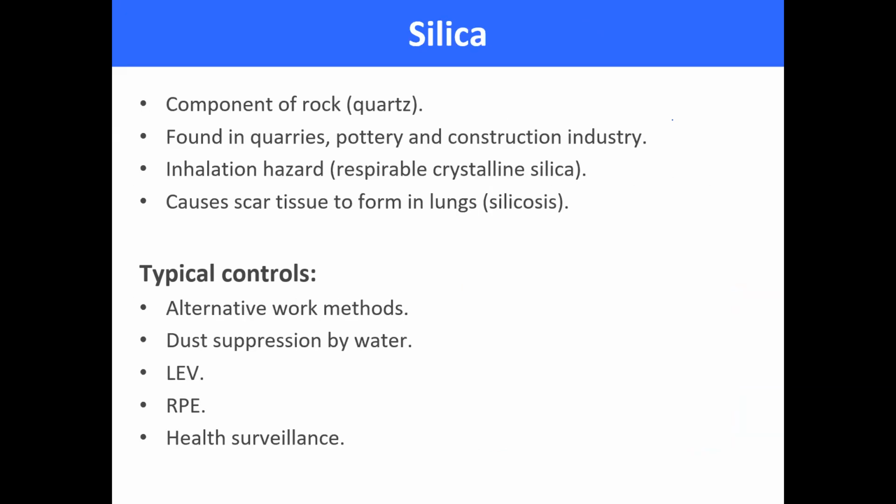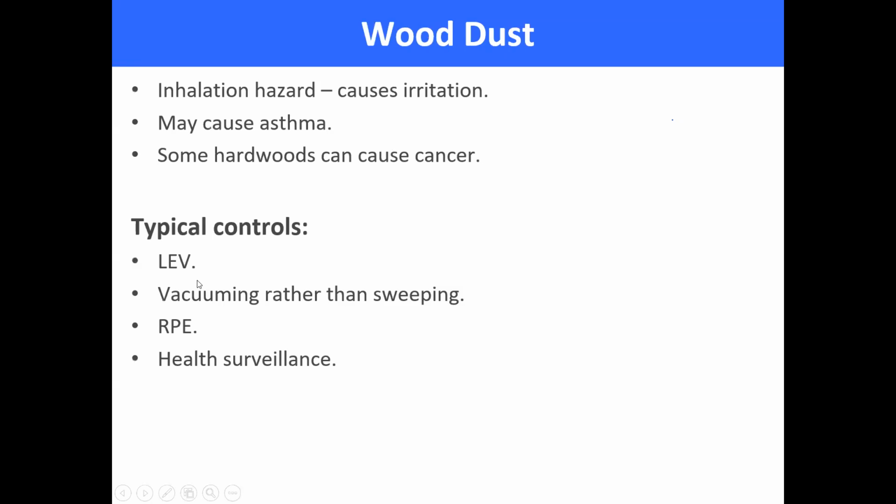Then there is silica. Silica is a naturally occurring material. It is a component of rock found in quarries. It can cause an inhalation hazard. Silica exists in dust form, in the form of fibers. When you breathe them in, they get stuck in your lungs and cause scarring, and this scarring is called silicosis. Controls are to find an alternative work method, dust suppression, LEV, and RPE, etc.